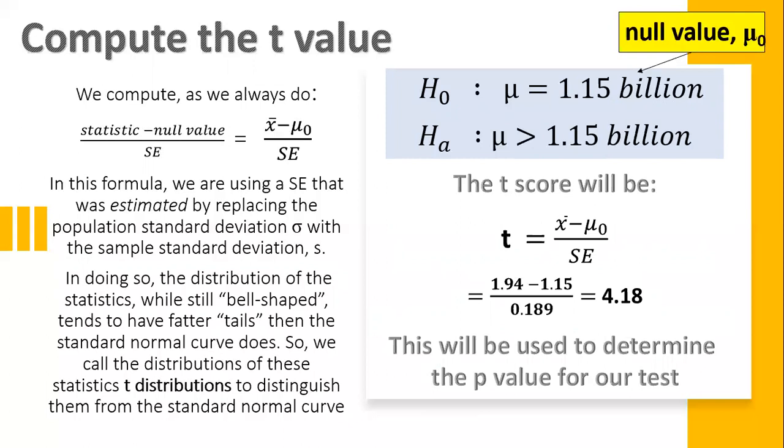Well, what is our t-score here? Substituting in x bar equal to 1.94, mu sub 0 equal to 1.15, and a standard error of 0.189, and these are all in billions of neurons, we come up with a quotient of 4.18. 4.18 will be the t-score for this hypothesis test for our population mean. And we'll now use that t-score to help find a p-value that will determine the outcome of our test.